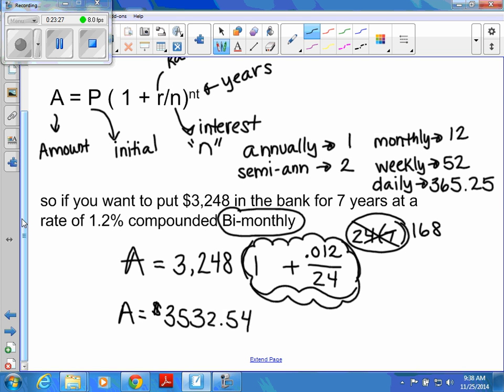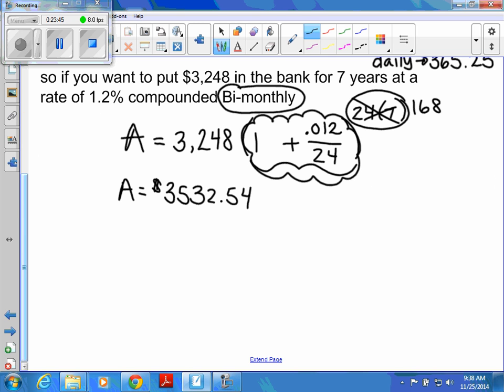Is it a lot of money? No, but it's still free money by putting your money away in the bank and letting it sit there for 7 years. You know you're doing something wrong if you get something smaller than 3,248, because I hope your money should increase and not decrease.